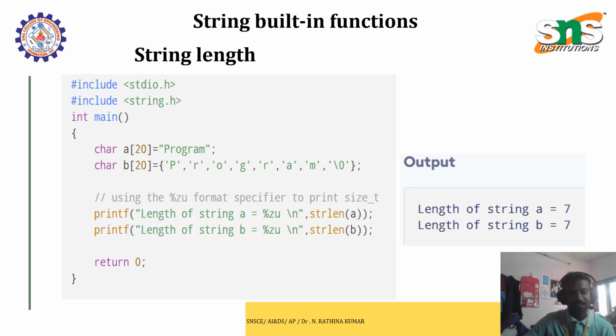Similarly, for the second one, I already told you that these are different ways to initialize. There is nothing new. The word program also contains 7 characters. So with the help of strlen, we can easily calculate the length of the string. We don't need any looping statement or array or anything. With the help of this function, we can easily calculate the length of the given string. So this is an example of a built-in function.